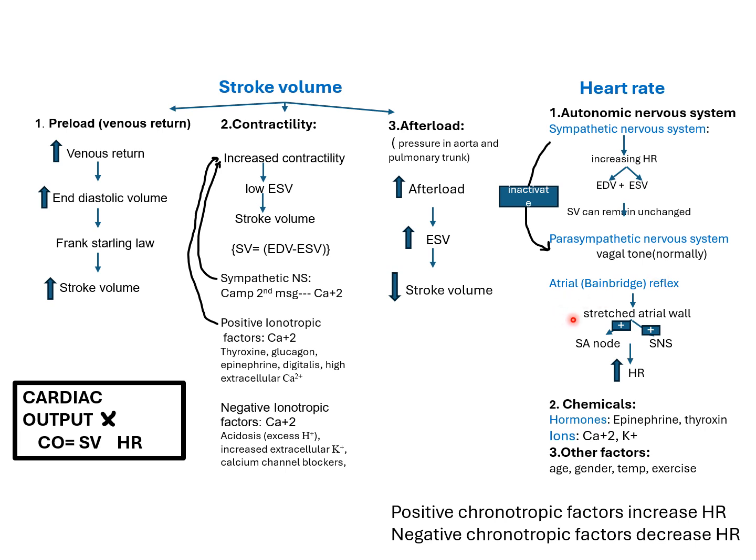And then there is another reflex which is known as the atrial Bainbridge reflex. What happens when the walls of the atria are stretched? They stimulate the SA node, and they also stimulate the sympathetic receptors. As a result, the heart rate is increased. Then we have certain chemicals which can increase the heart rate. There are some hormones and some ions, and then other factors are age, gender, temperature, exercise.